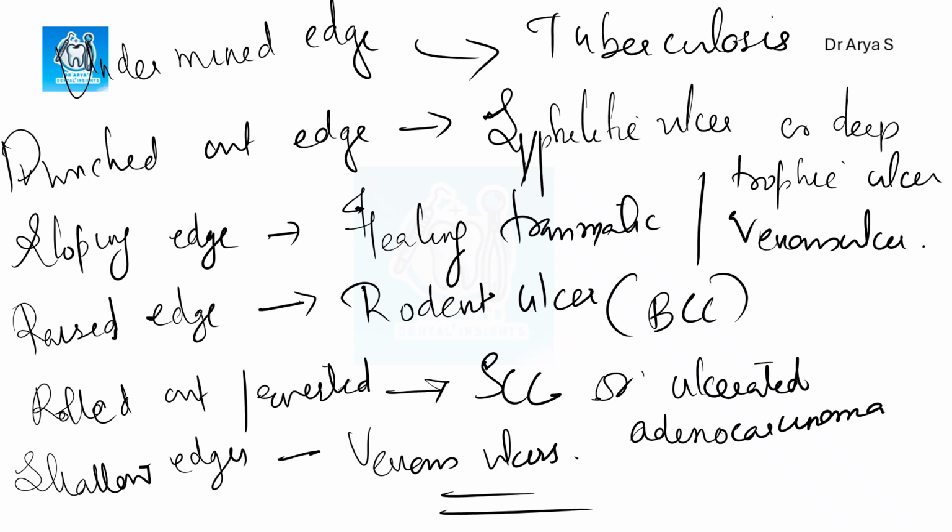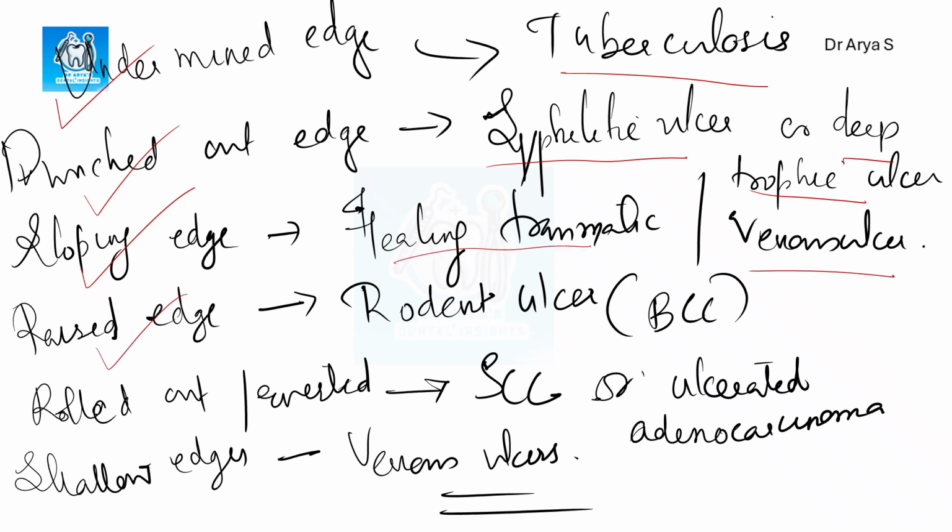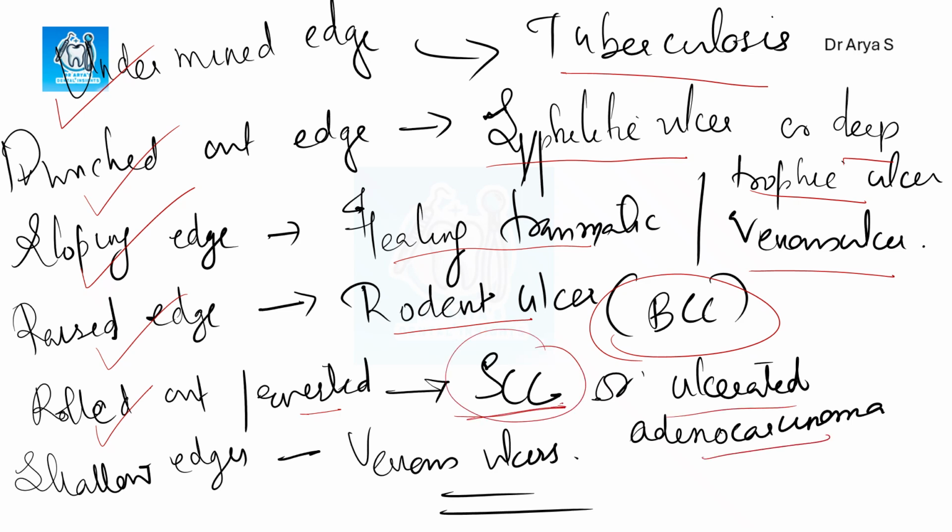First one is the undermined edge. It is seen in tuberculosis. Then punched out edge is seen in syphilitic ulcer or deep trophic ulcer. Then sloping edge is seen in healing, traumatic or venous ulcer. Then raised edge is seen in rodent ulcer, that is basal cell carcinoma. Then rolled out or everted edges are seen in SCC, that is squamous cell carcinoma, or ulcerated adenocarcinoma. Then shallow edges are seen in venous ulcers. Okay.